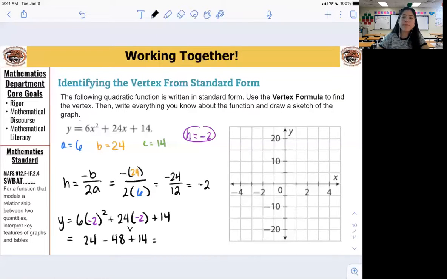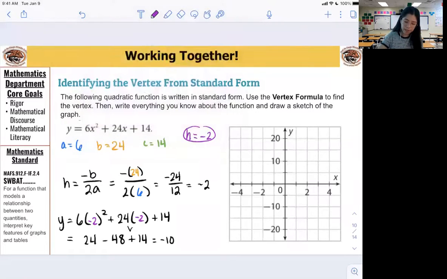Negative 10. So 24 minus 48 gives me negative 24, but now I have to add 14, so I'm going the other way. So I get negative 10. So my k is negative 10.